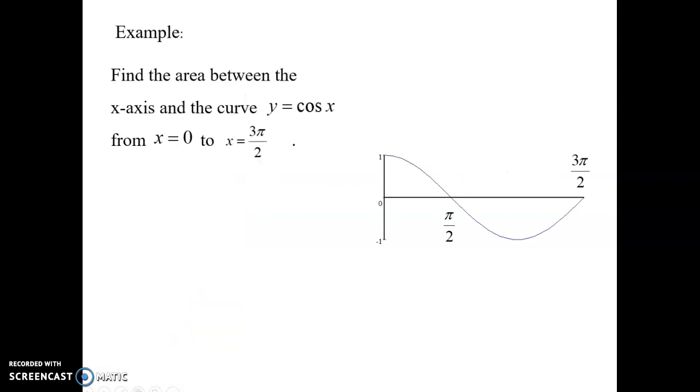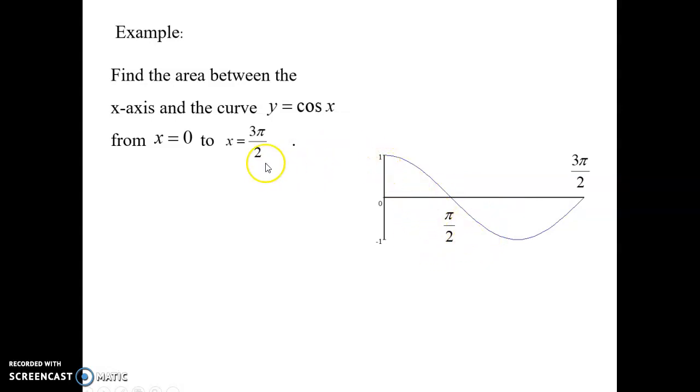Let's do another example, but this time I want to find the area between the x-axis and the curve y equals cosine of x from 0 to 3 pi on 2. Now, remember, if we use the fundamental theorem of calculus here, and we find the integral from 0 to 3 pi on 2, which we actually can do here, we should get a negative number, correct? Now let's just do the analysis here.